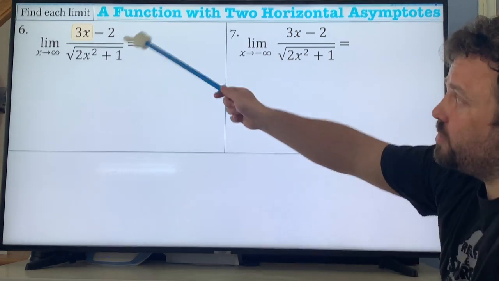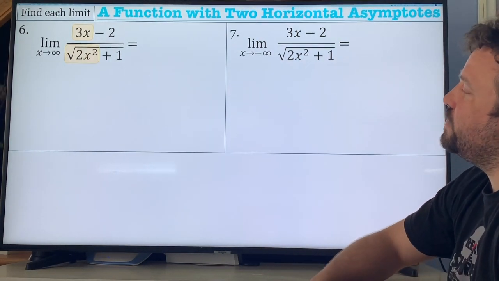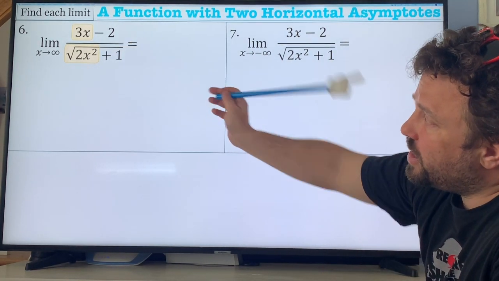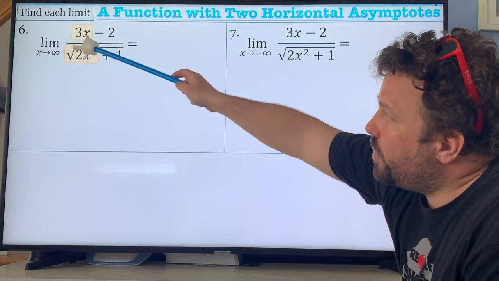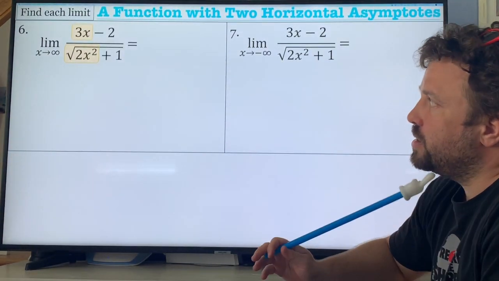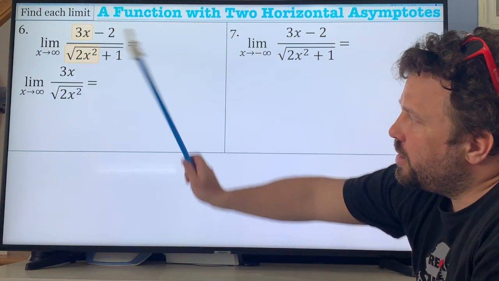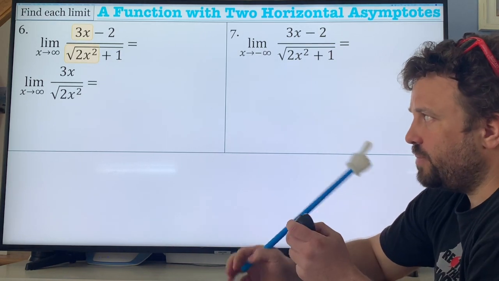You take the highest degree term, which is 3x. The highest degree term on the bottom is the square root of 2x squared. Now, you can't just get rid of the radical. So your actual answer is not 2x squared, but the radical of 2x squared. You keep your 3x on top, and you're just getting rid of this 1 here. Now, for the square root of 2x squared, you kind of have to split it up, okay?